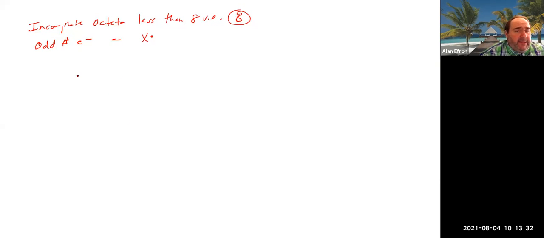They're very, very reactive. And now the one that I meant to say earlier is the expanded octet. That is the one that we saw the most in this class. That is the one where we have more than 8 electrons around it.